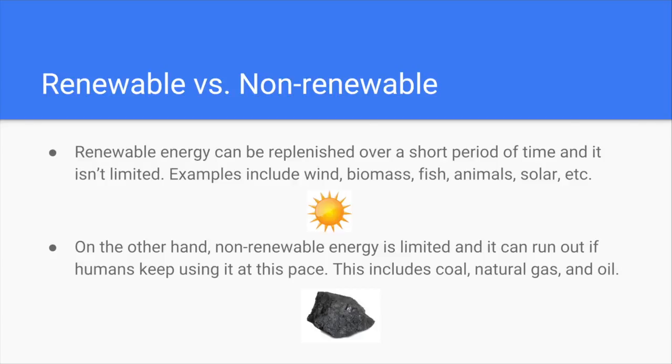Examples include wind, biomass, fish, animals, solar, etc. On the other hand, non-renewable energy is limited and it can run out if humans keep using it at this pace. This includes coal, natural gas, and oil.